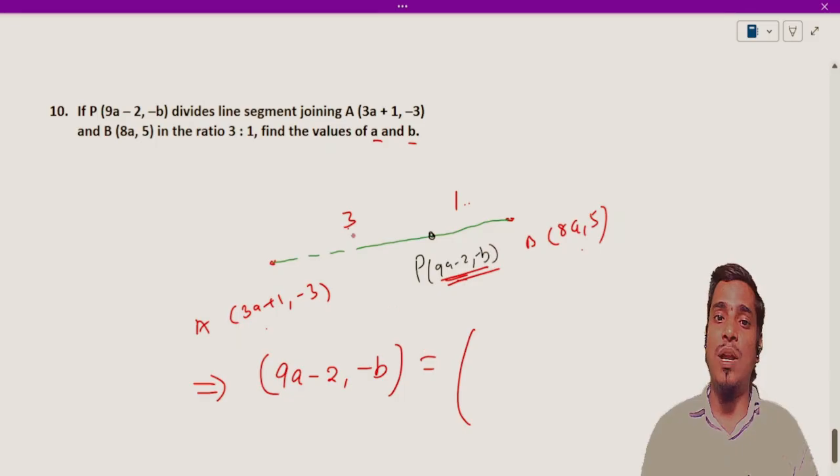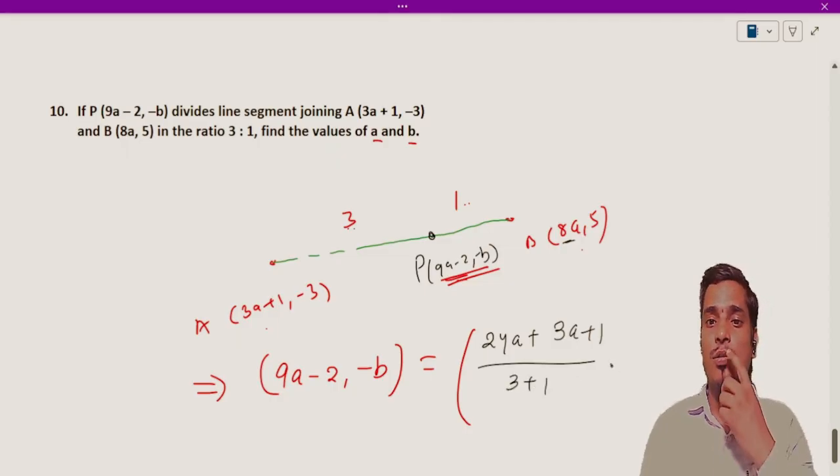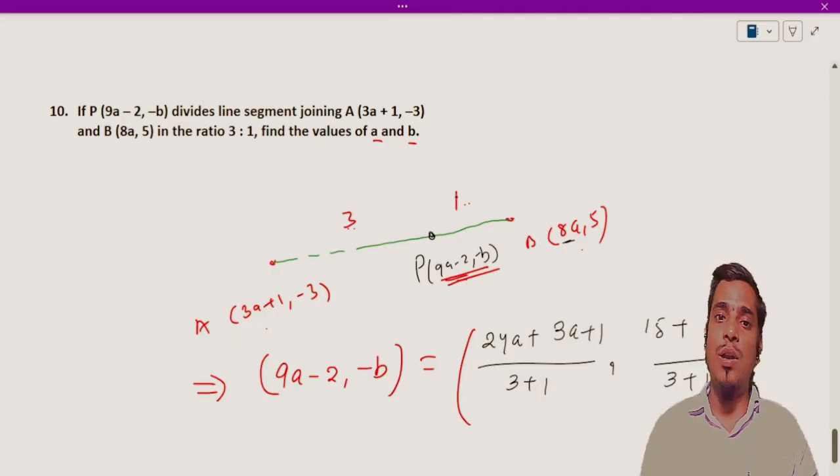So we can go for finding the coordinate of point P. 3 into 8a means 24a, and then plus 1 into (3a + 1). So that will give us 3a + 1, divided by the sum of the ratio, 3 plus 1, which is nothing but 4. Likewise, we'll get over here 3 plus 1 in the denominator. For the y coordinate, 3 into 5 is 15, then plus 1 into -3, means -3 over here, right?